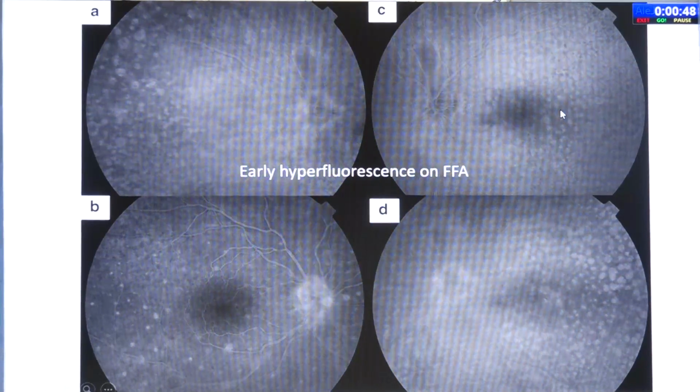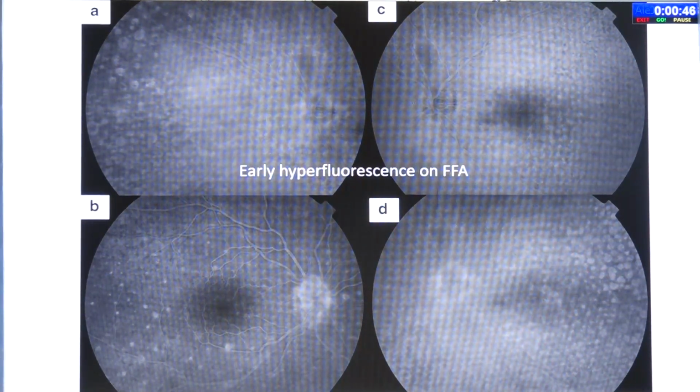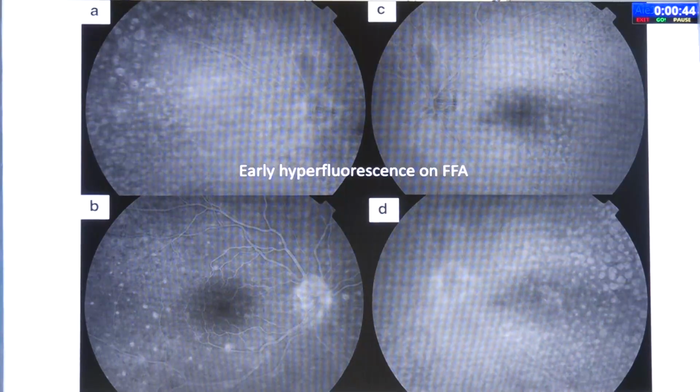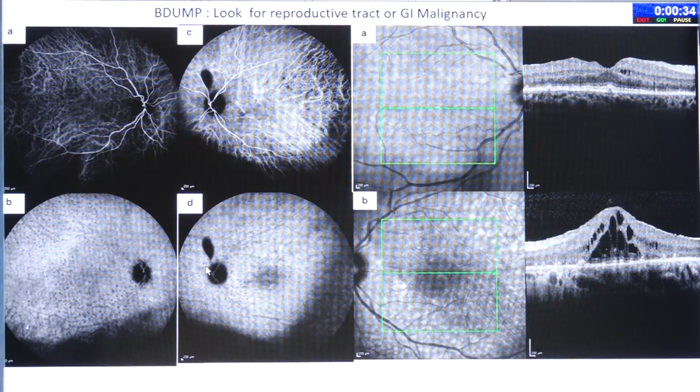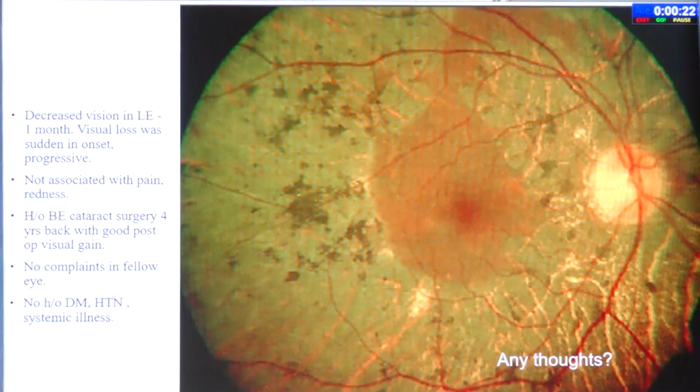You know that in this patient you have to look for a malignancy, and the most common site of the malignancy would be the reproductive tract or GI. So if you see a picture like this, bilateral diffuse melanocytic pigmentation, and your age group is such, and there is early hyperfluorescence, it is important to rule out malignancy, because this is classically BDUMP.